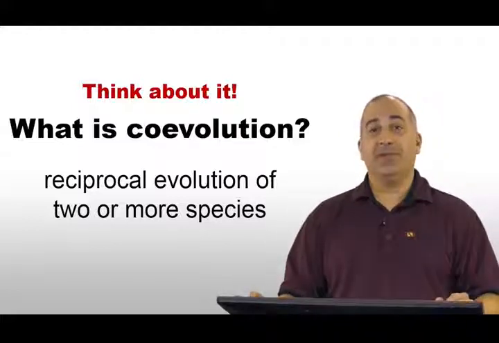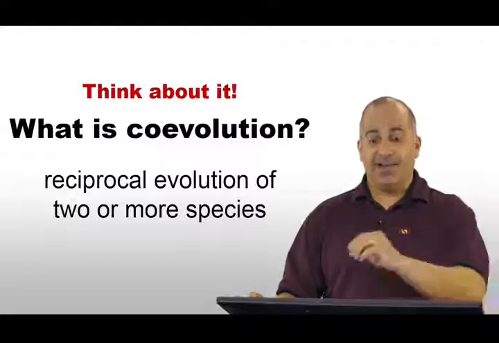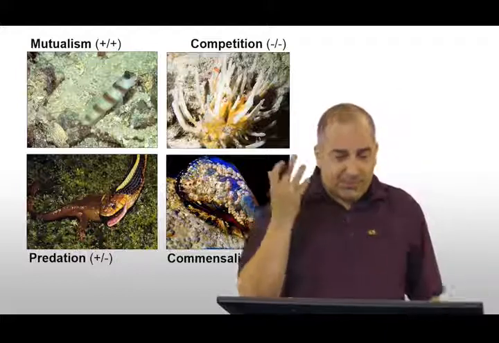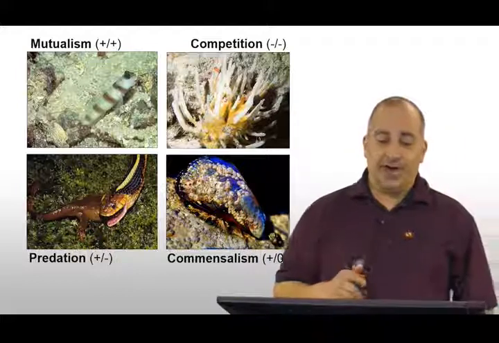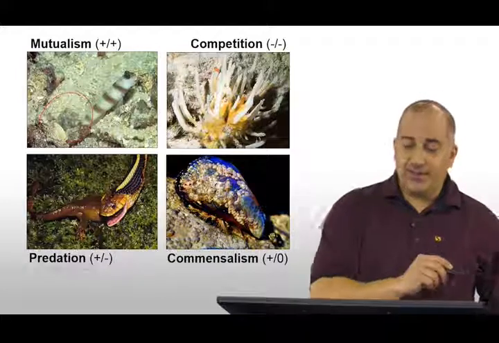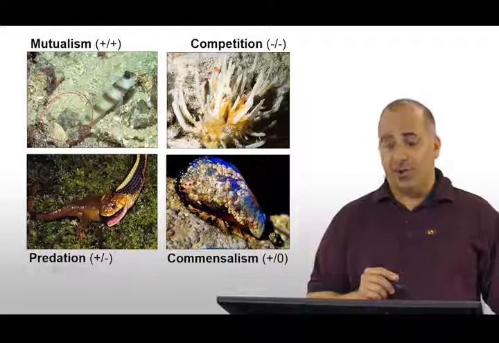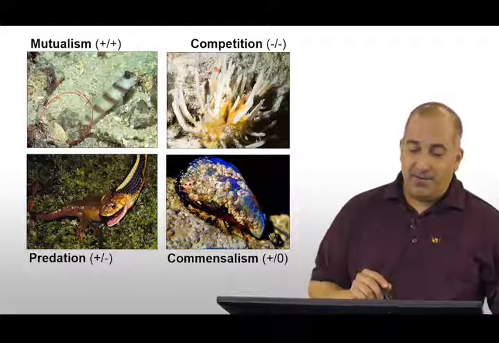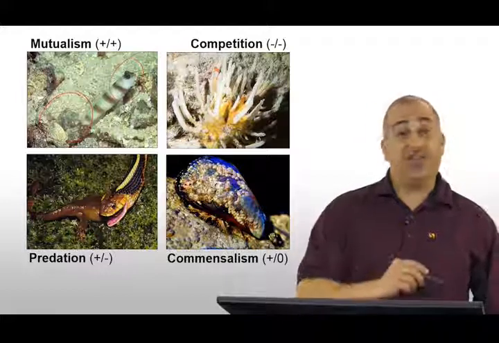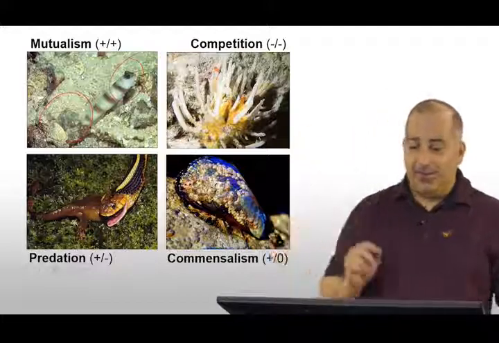So let's think about some ecological interactions and the potential for coevolution. Here are 4 photos that bring to mind unique ecological interactions. The top left one is mutualism. And if you can't make it out, this right here is a blind shrimp. It's a very pale colored shrimp that lives in a burrow. And this is a very sightful goby. So it can see perfectly well.